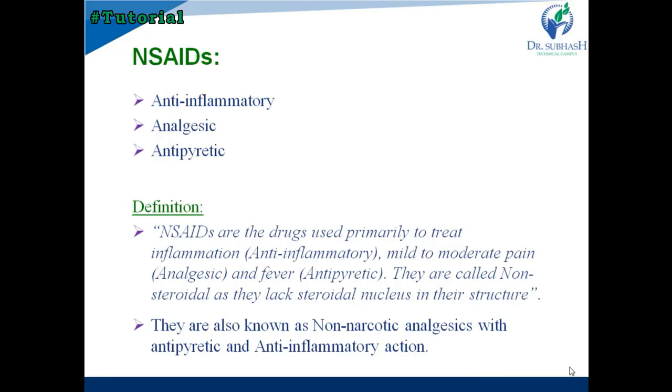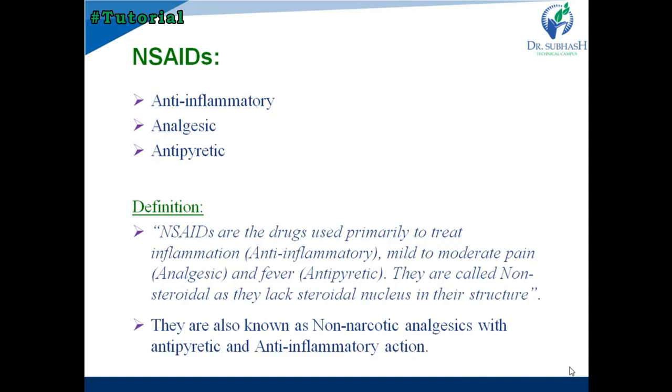So, we can define NSAIDs as the drugs used primarily to treat inflammation, mild to moderate pain, and fever, and they are called non-steroidal drugs as they lack a steroidal nucleus in their structure. And this will be the definition of NSAIDs.